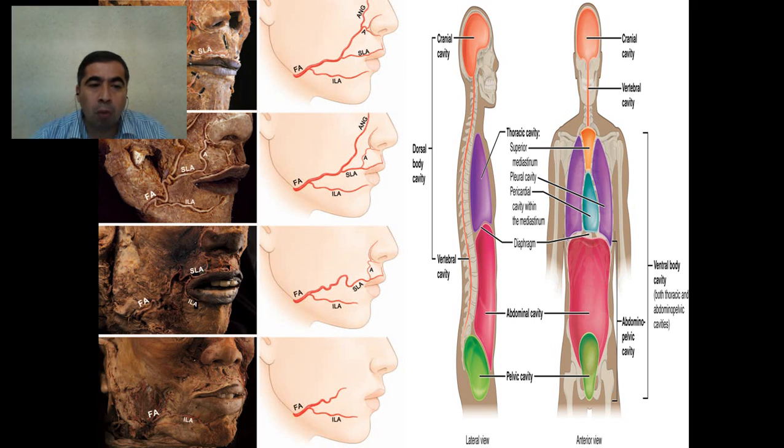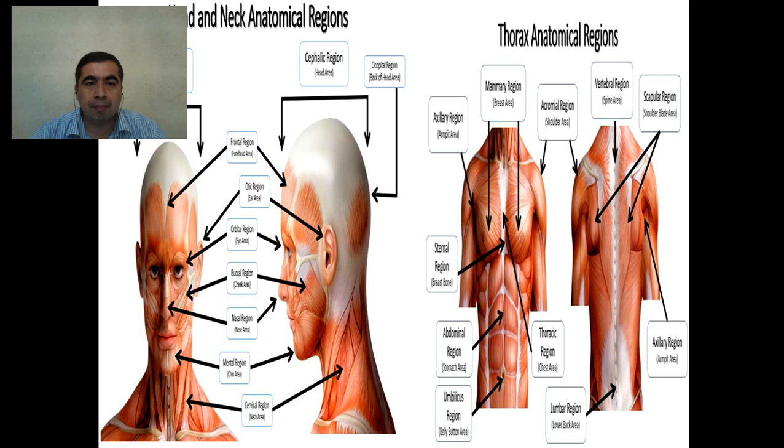All these moments must be at the center of the studying of topographic anatomy, which is, if you want, the center, main part of the clinical anatomy. Head and neck anatomical regions, thorax and anatomical regions, dividing into the regions.